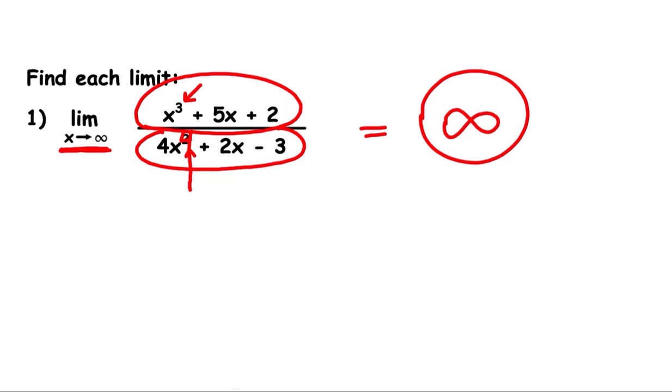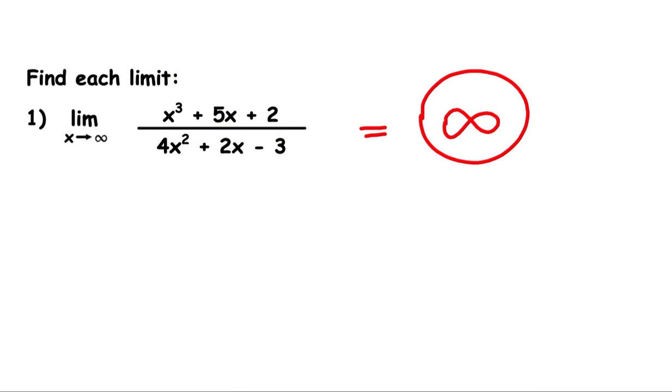And now that we're a little bit more advanced than we were back in Honors Pre-Calc, we can see why with a couple different ways. Again, going back to Pre-Calc, you could take all 6 terms and divide them all by the largest power, which in this case would be x to the third. If I was to do that, I would arrive at this.